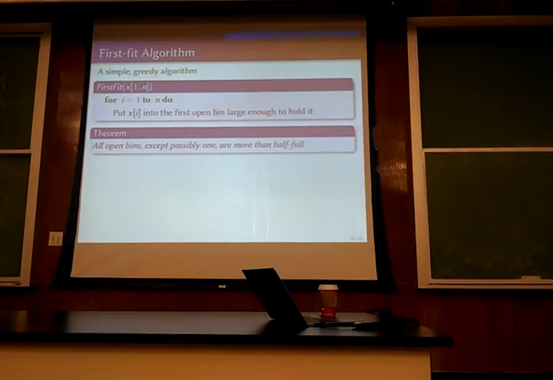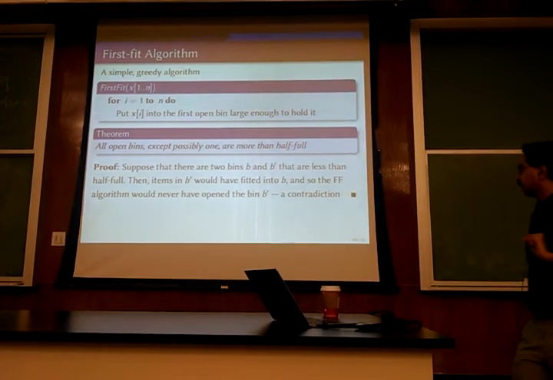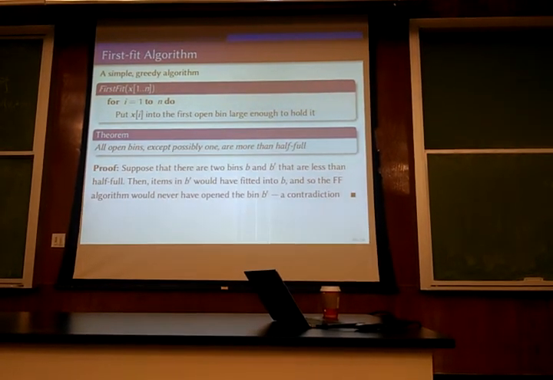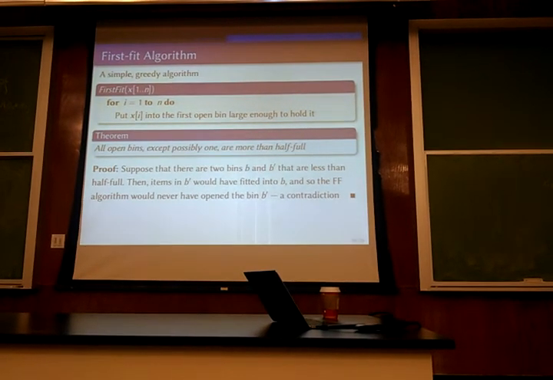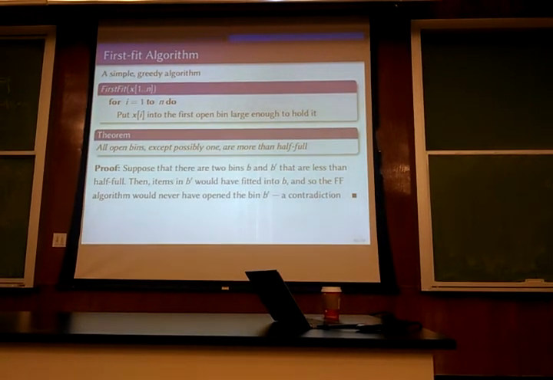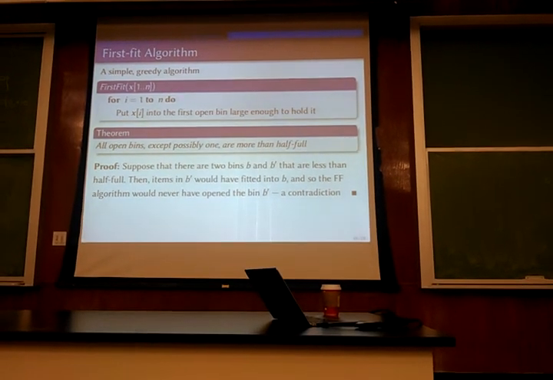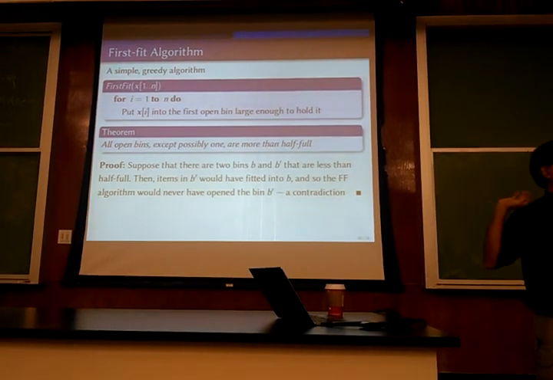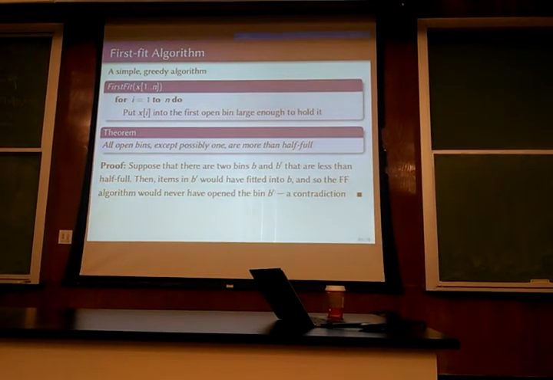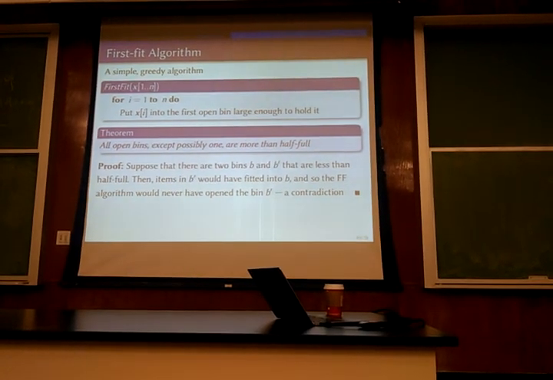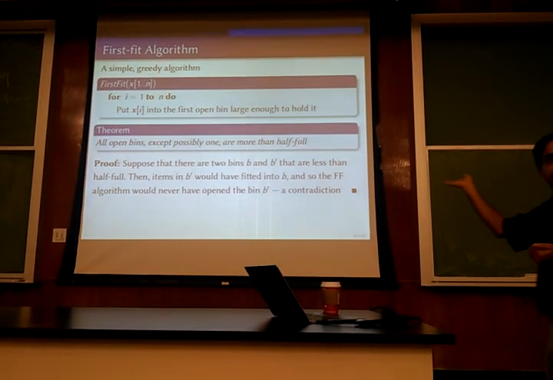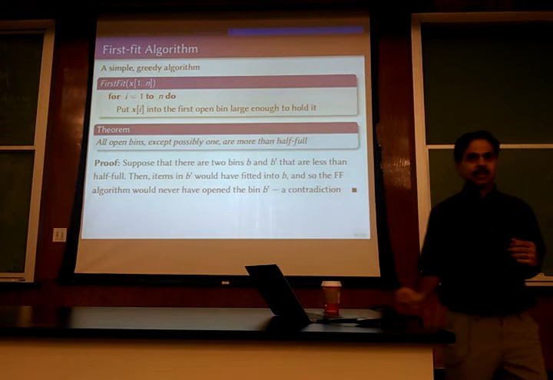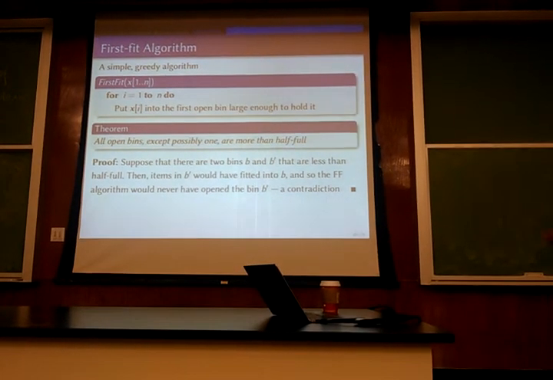And why is that? Actually, the proof is quite easy. Let's say there are two bins B and B prime that are less than half full. Well, then you can take the content of one of the bins and just empty it into the other one. There should have been no reason to have two such bins, because everything in the second less than half full bin would have fitted in the first one. So the first fit algorithm would never have gotten to a point where it has these two. Do all bins have the same capacity? Correct, all bins have the same capacity. So it's very easy to see that.